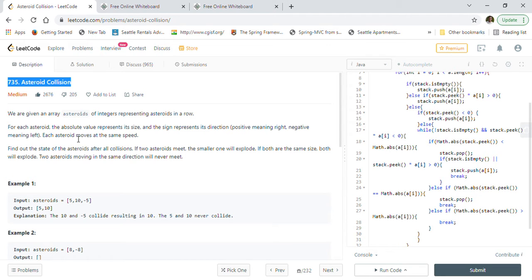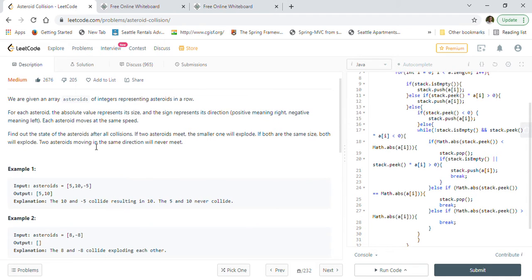So now let's discuss the asteroid collision problem, which is the interview question asked by Lyft. We are given an array asteroids of integers representing asteroids in a row. For each asteroid, the absolute value represents its size and the sign represents its direction. Positive means it's going right and negative means it's going left. Each asteroid moves at the same speed. Find out the state of the asteroids after all collisions.